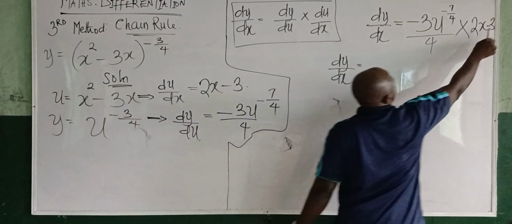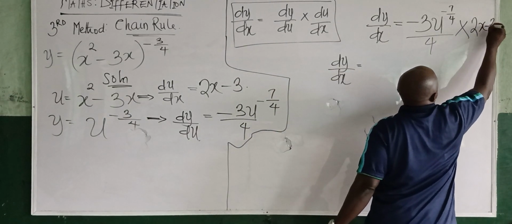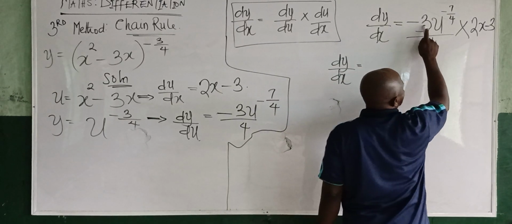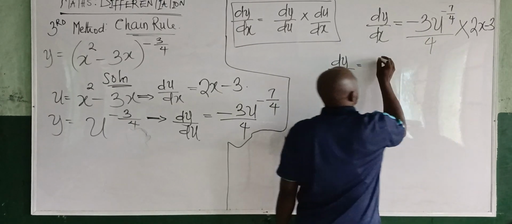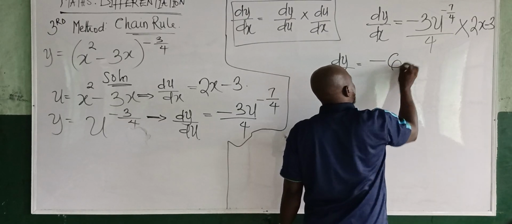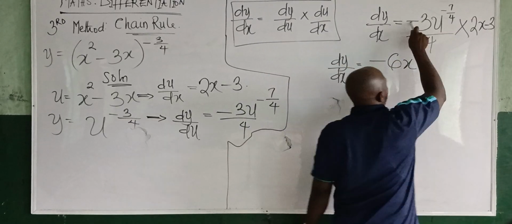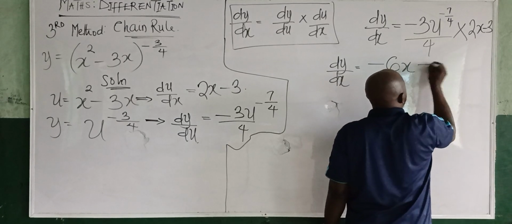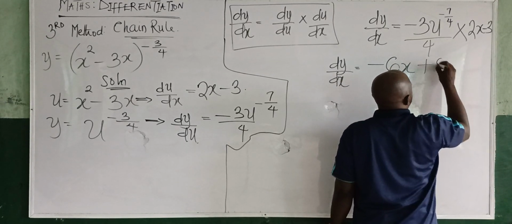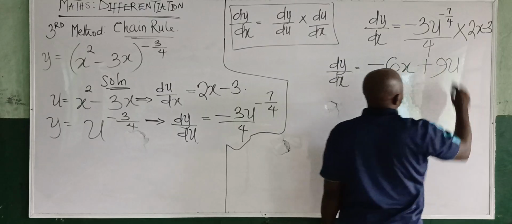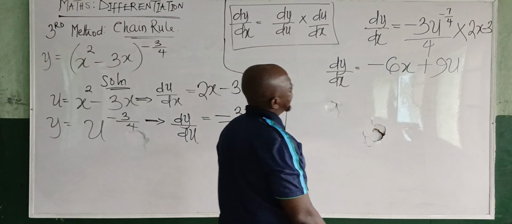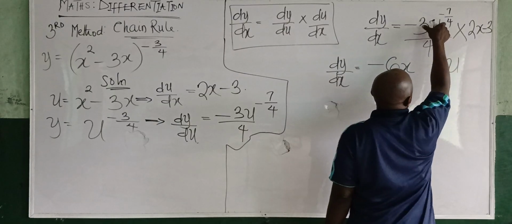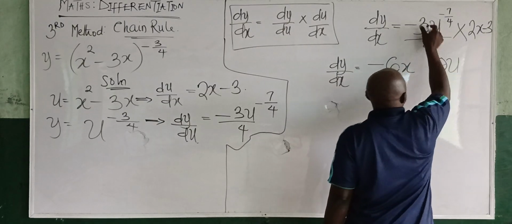So what do I do now? This will multiply all of this numerator here. If I do that, watch this. I'm having that this 3 times this one now will give us minus 6x, then minus 3 times minus 3, I'm having plus 9u here. So obviously, since they are all together, this is multiplying this one separately, and this is multiplying this one separately.